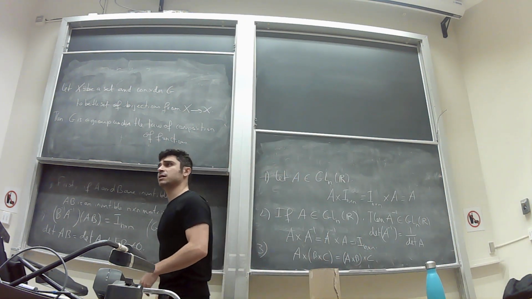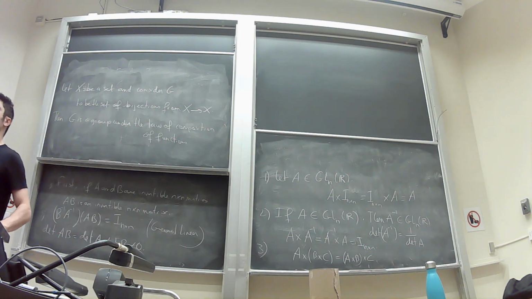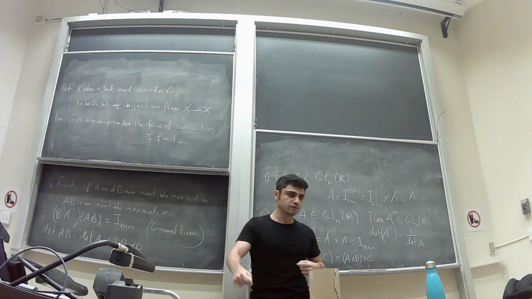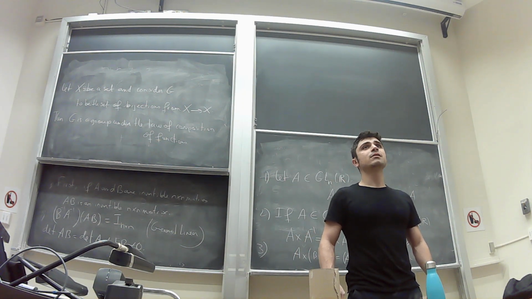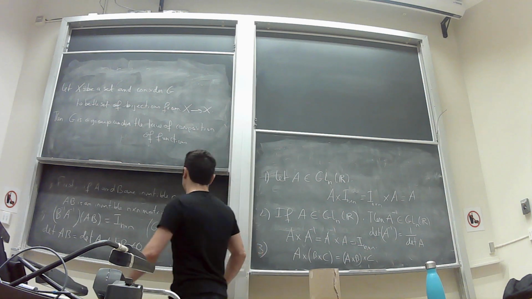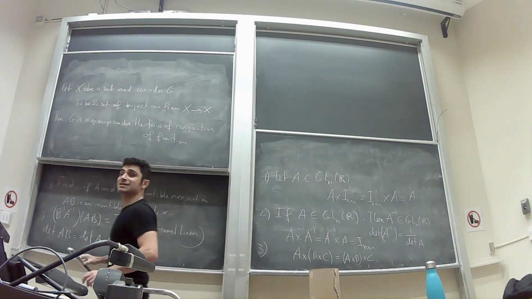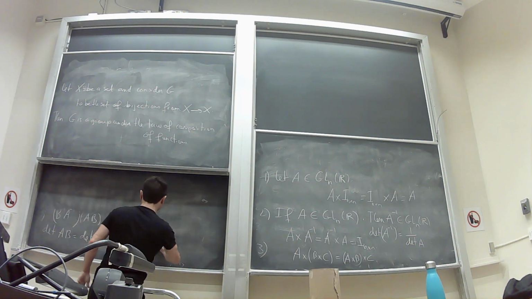Now first I have to check: if I have two bijective functions from X to X, is their composition bijective? Yes. That's your homework, right? The composition of two bijective functions is bijective. Are we good here? This is a lot of words, yeah, it is. But I'll write them down.